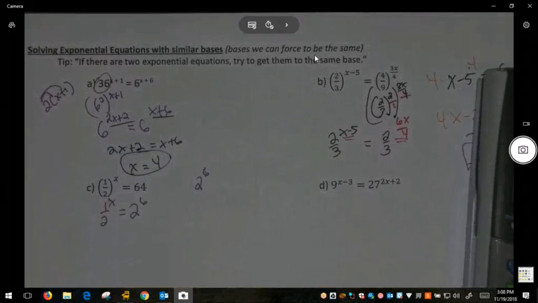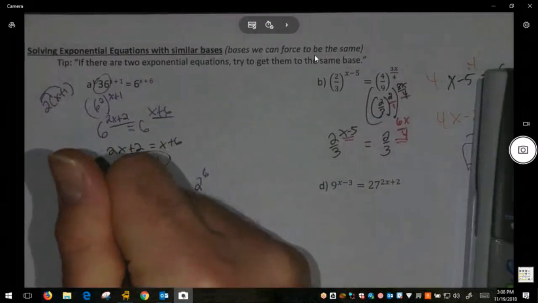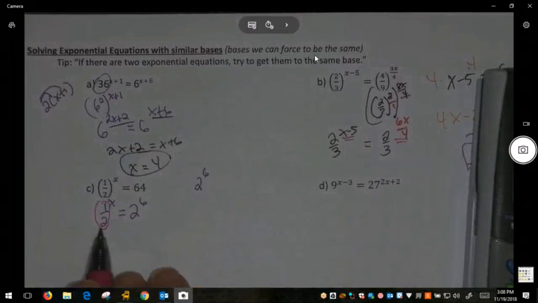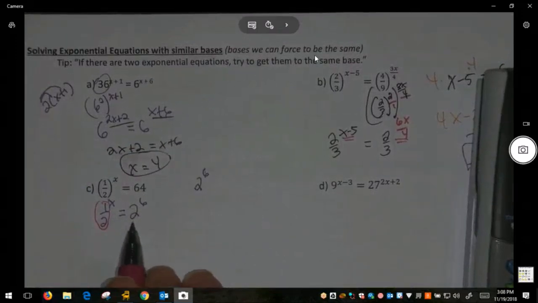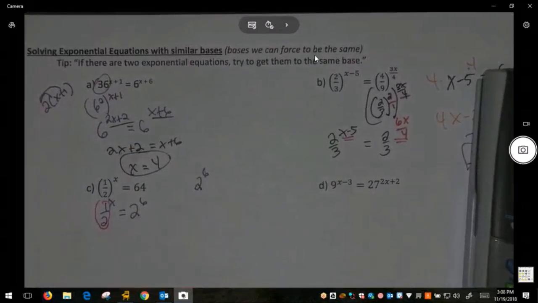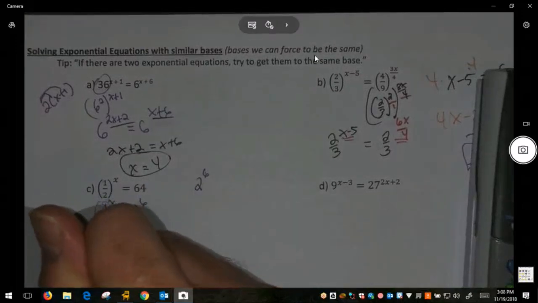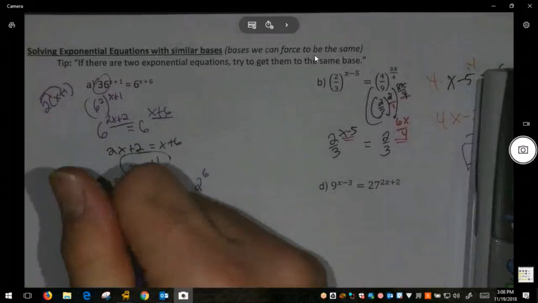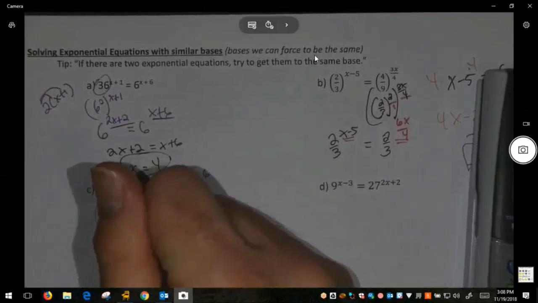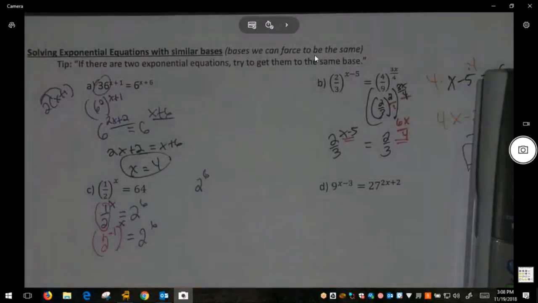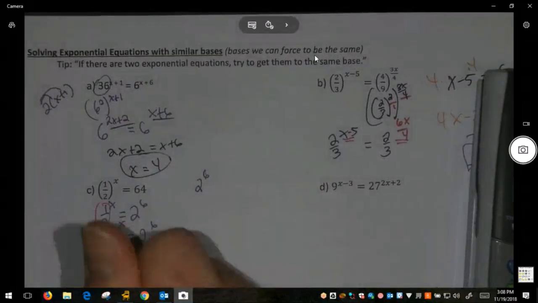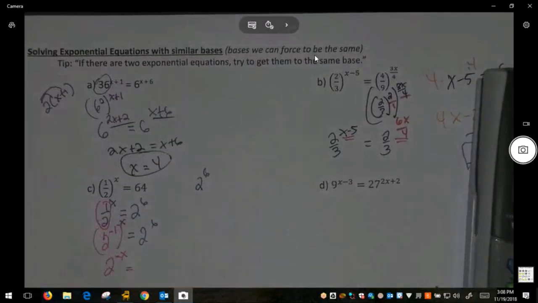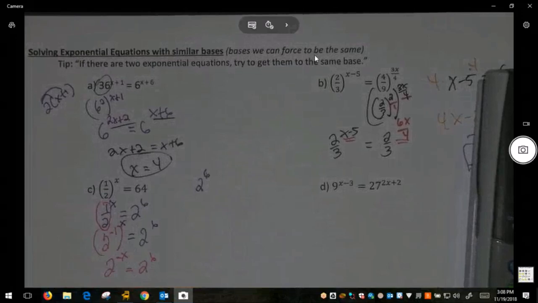They're still not written in terms of the same base. I don't like that this one's written as a fraction, so I'm going to change this one, but you could have done the same thing. You could have made this a fraction, changing this one. So this is really 2 to the -1st power, that's what 1/2 is, raised to the power of x. So it's really 2 to the opposite of x, when I multiply those exponents, equals 2 to the 6th.